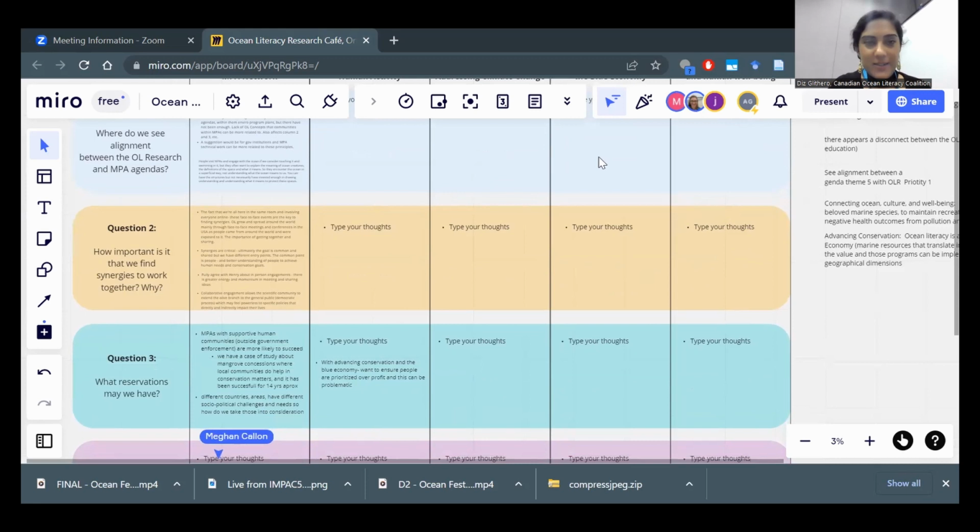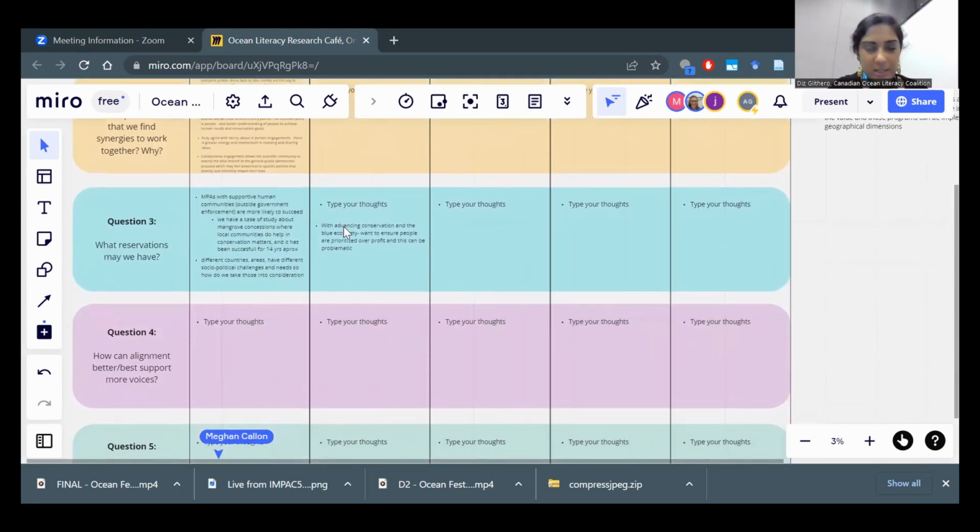Lots of great thoughts coming in through the chat. Let's move on to question 4. How can alignment better or best support more voices?